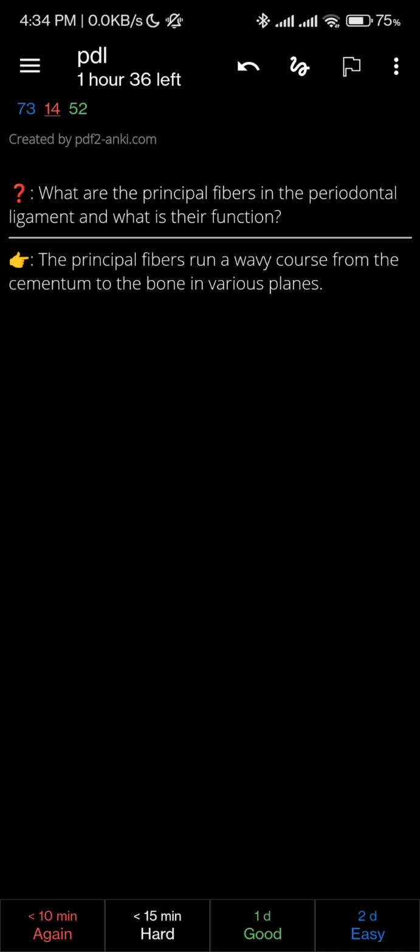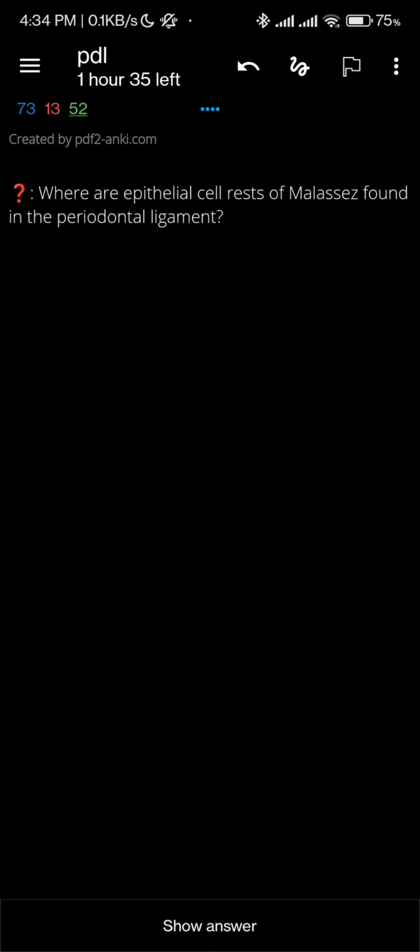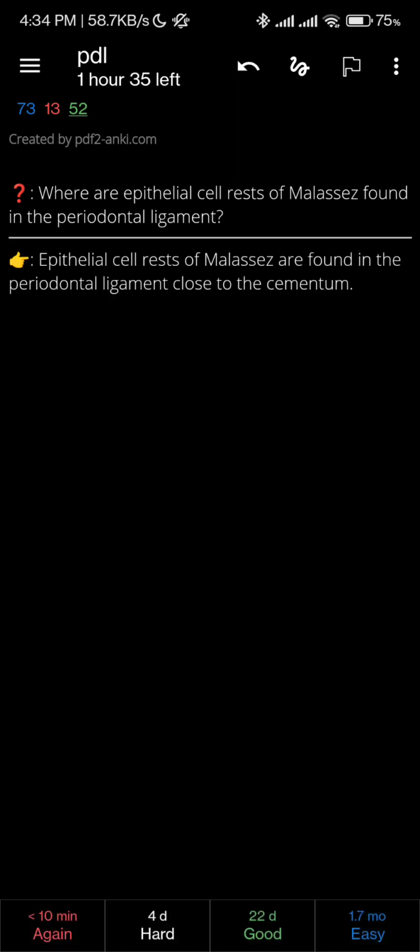Where are the epithelial cell rests of Malassez found in the periodontal ligament? The epithelial cell rests of Malassez are found in the periodontal ligament close to what? Cementum.